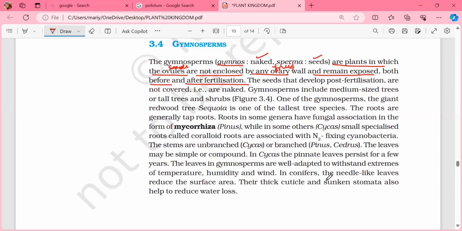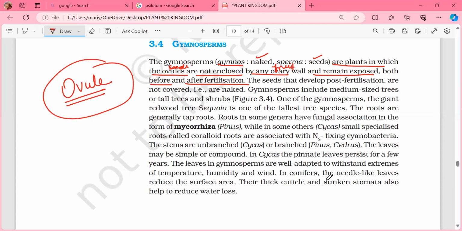Always remember that if I say seed, always bring ovule to your mind. The ovule develops into the seed in the plants. So the seed that develops after fertilization is not covered, meaning it is naked. Gymnosperms include medium-sized trees, tall trees and shrubs. One of the gymnosperms, the giant redwood tree, Sequoia, is one of the tallest tree species.